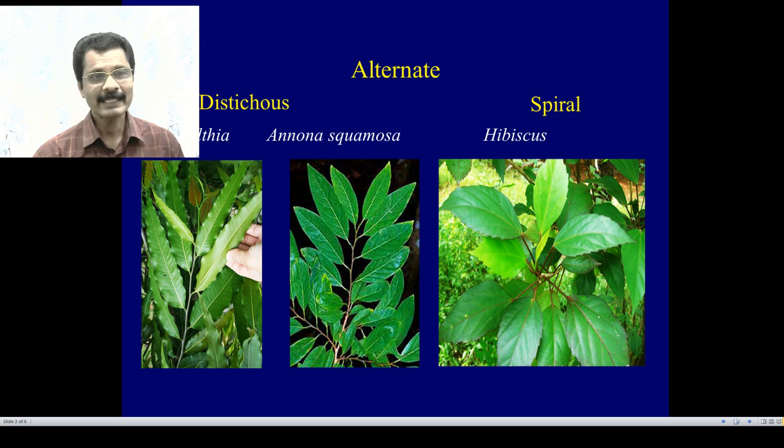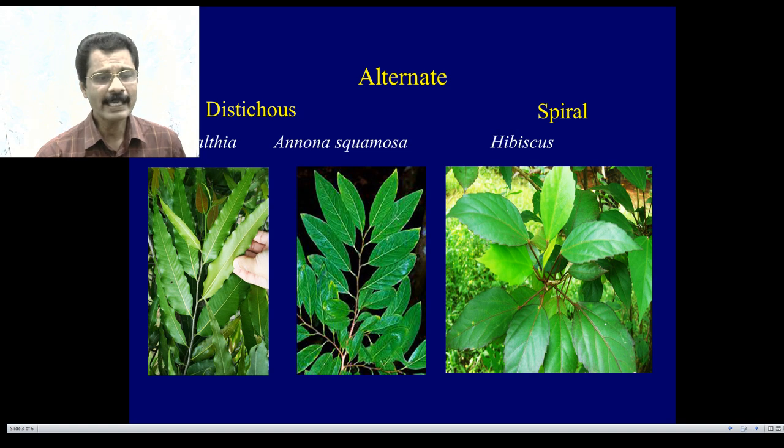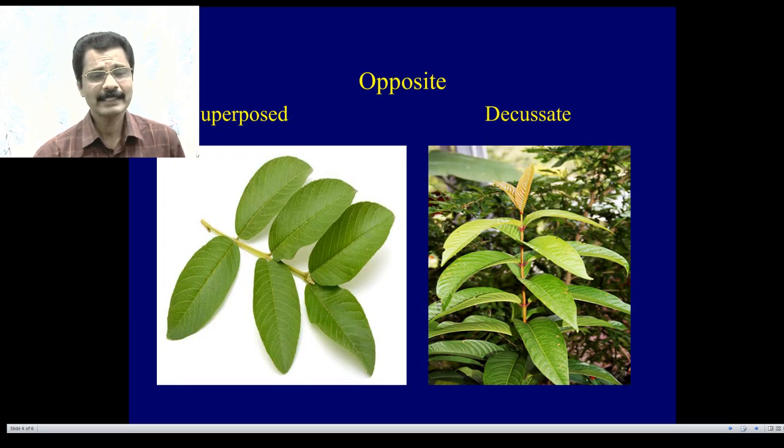Alternate phyllotaxy means a single leaf arises at each node and they are arranged in an alternate manner, and they are of two types. One is alternate distichous and another one is alternate spiral. In alternate distichous, typical examples are Polyalthia longifolia and Annona squamosa, custard apple. Alternate spiral is seen in the case of Hibiscus rosa-sinensis. Could you follow me? Then the second one is opposite.